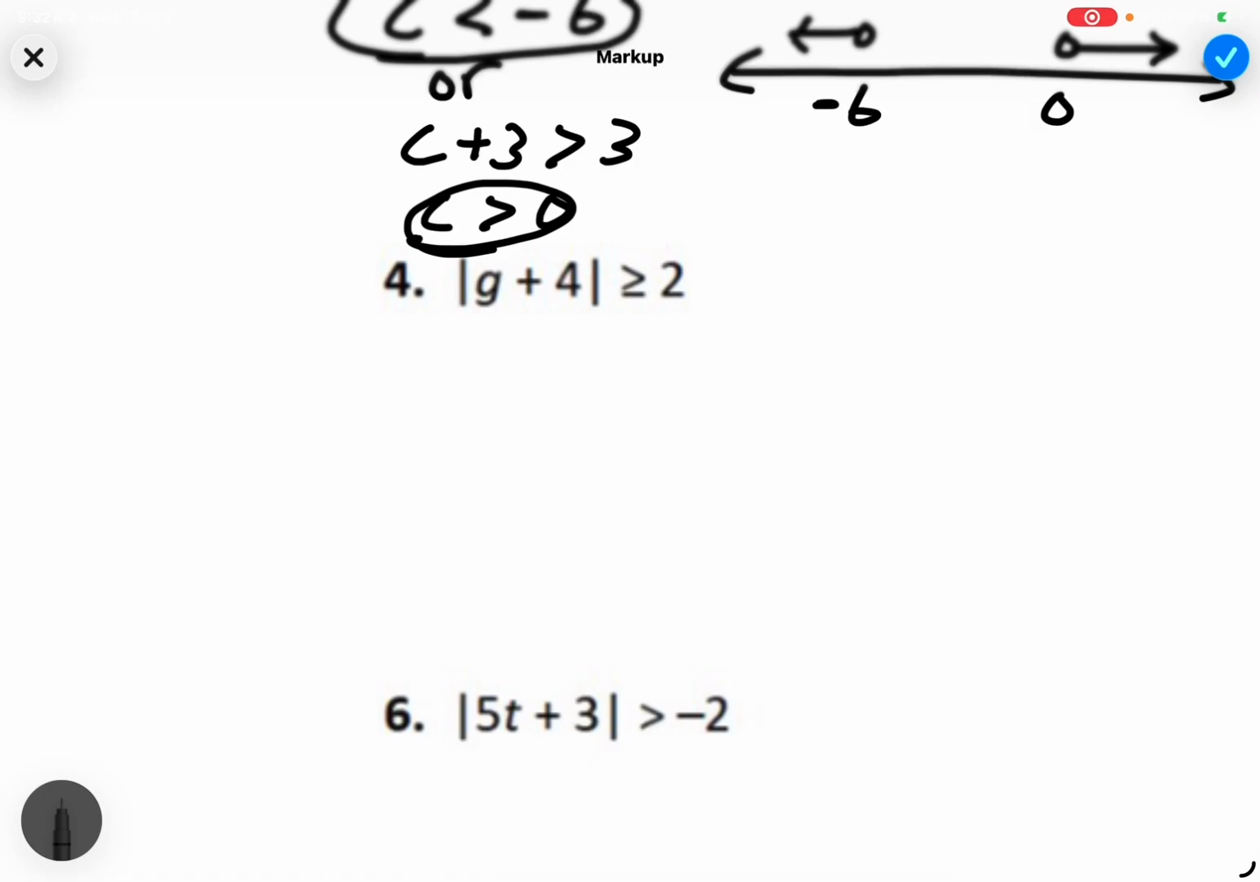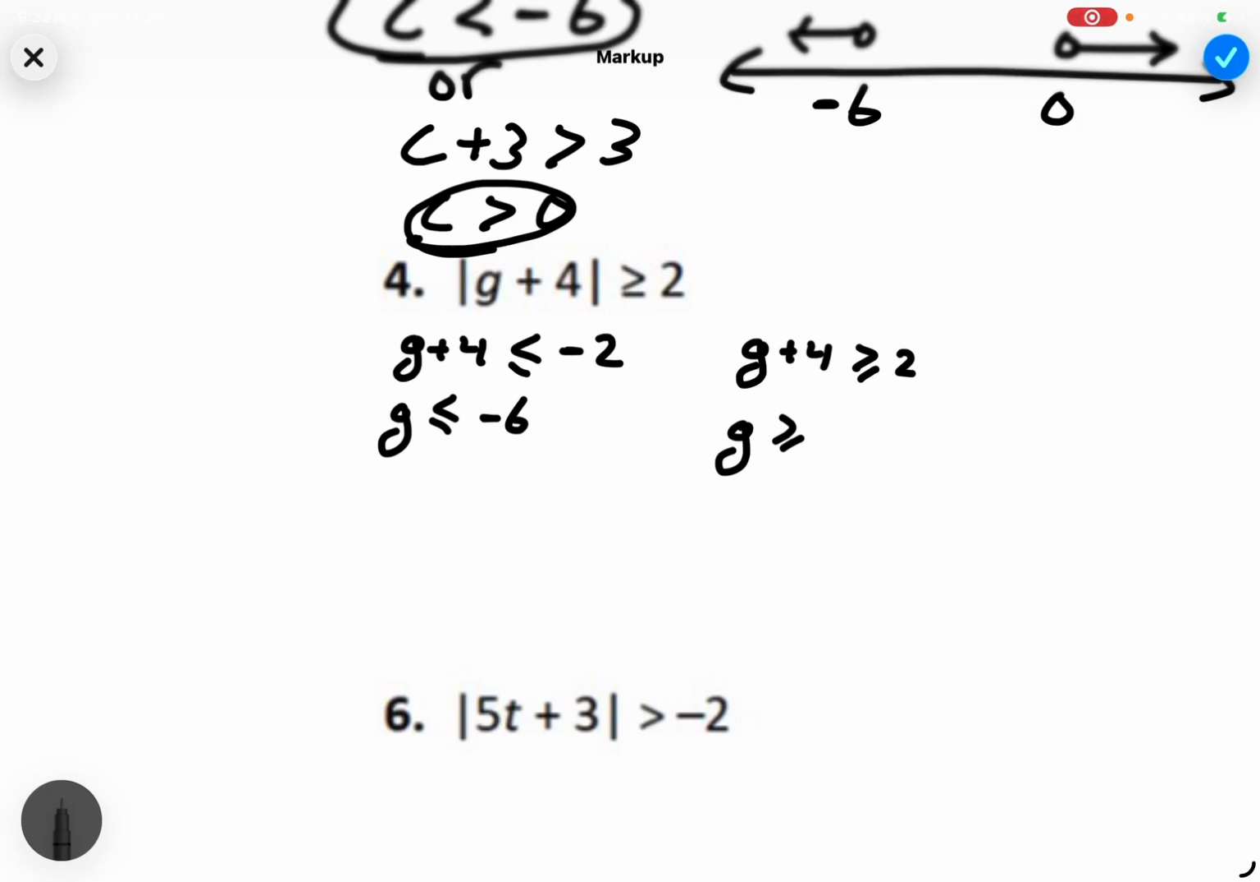Okay. Question 4. It's greater than or equal to, so we're just going to solve it normally. G plus 4 is less than or equal to negative 2, and G plus 4 is greater than or equal to 2. Yeah, sorry. Now we solve for G on both equations. We get G is less than or equal to negative 2 minus 4, which is negative 6. This is the answer for the first one. And G is greater than or equal to 2 minus 4, which is negative 2. And on the number line, I feel like I'm doing this too fast. I'm sorry. I'll slow down a bit.